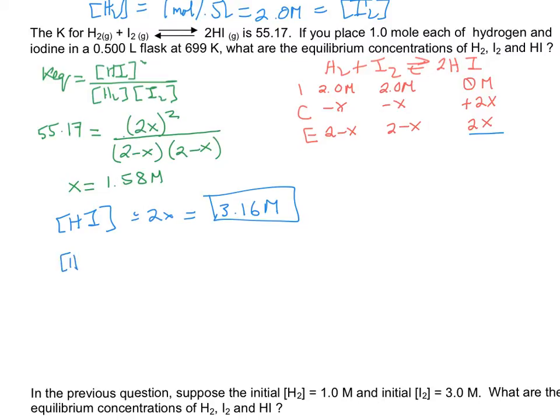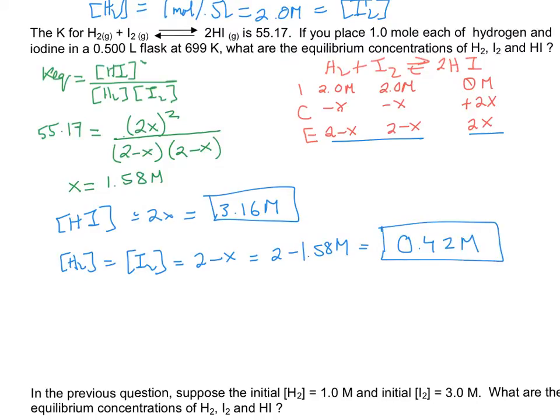The concentration of H2 is the same as the concentration of I2 at equilibrium. They are both right here, 2 minus X. So 2 minus 1.58 molar, and that gives you 0.42 molar. All right, let's move on to the next one.